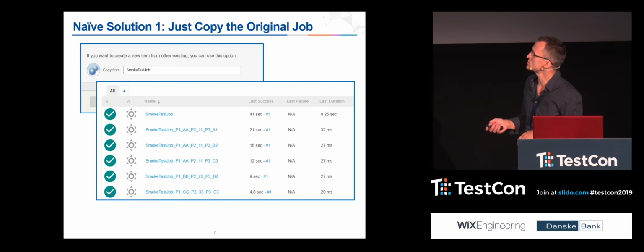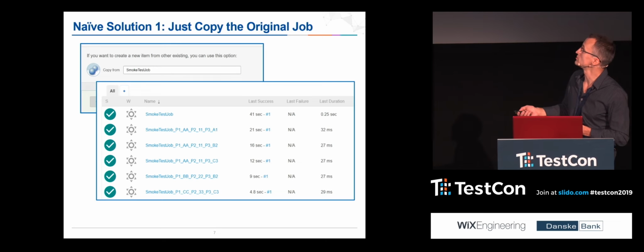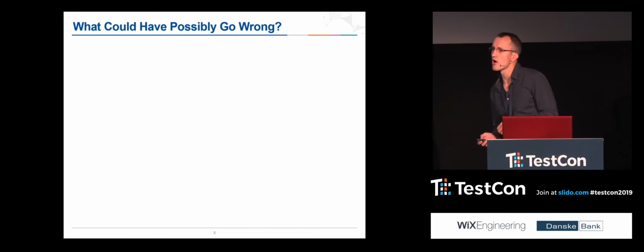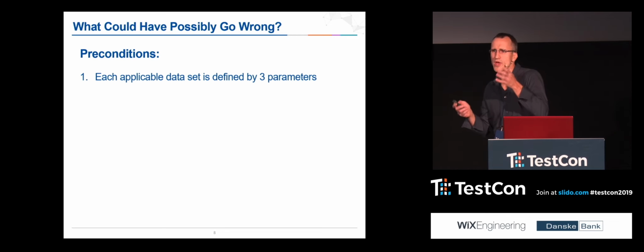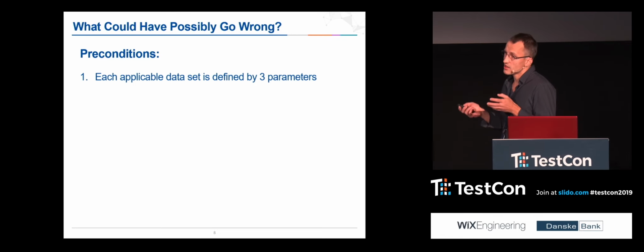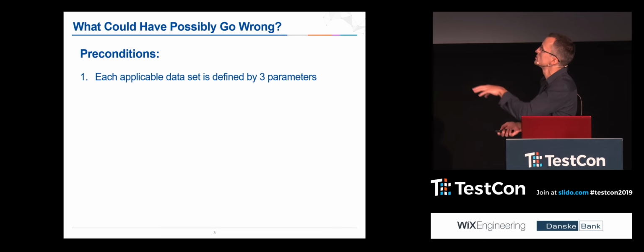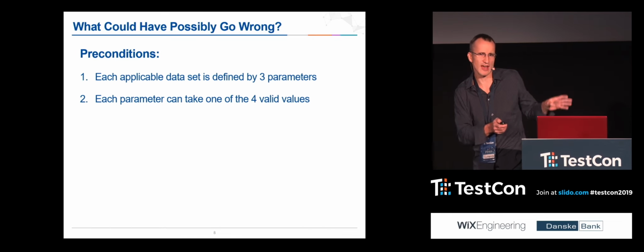Here I put some names for these jobs to differentiate them. They have 3 parameters: parameter 1 value, parameter 2 value, and parameter 3 value, so you can see the difference between what the jobs do, right? And what could possibly go wrong? It appeared that in our environment there were about 3 parameters that define the data set that we had to apply to our testbed, right? And each parameter can take about 4 valid values, right?